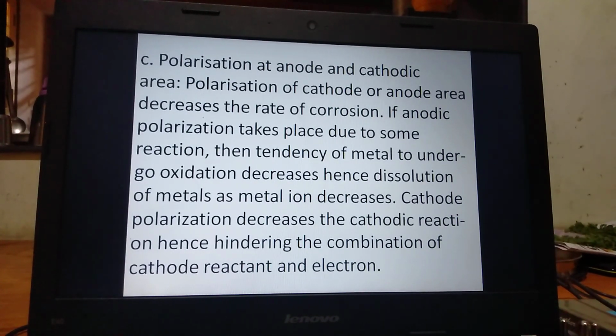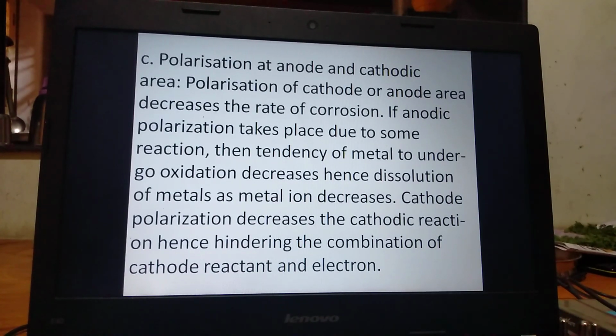This depends upon several factors. If the anode alone undergoes polarization, the rate of corrosion is controlled by the anodic polarization.